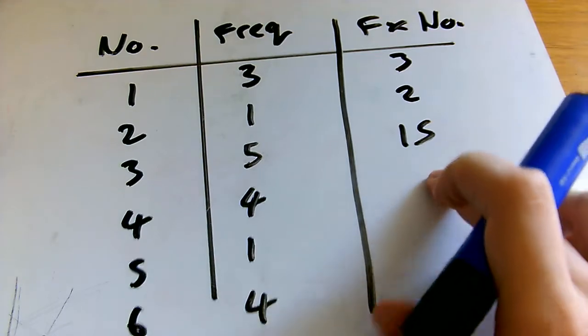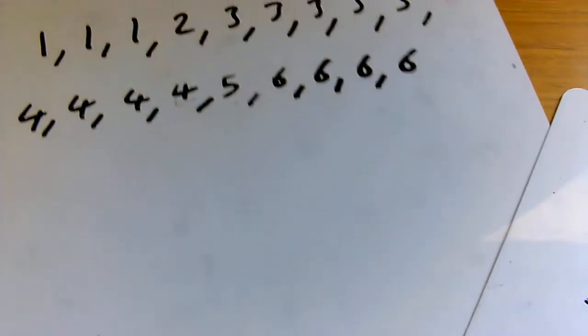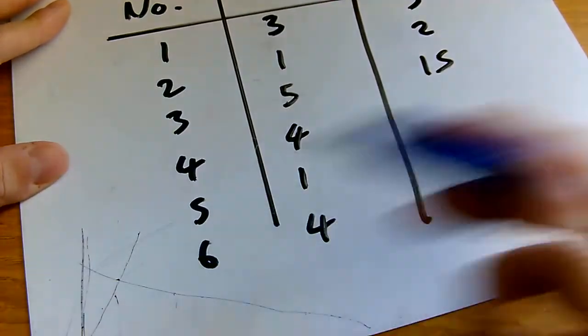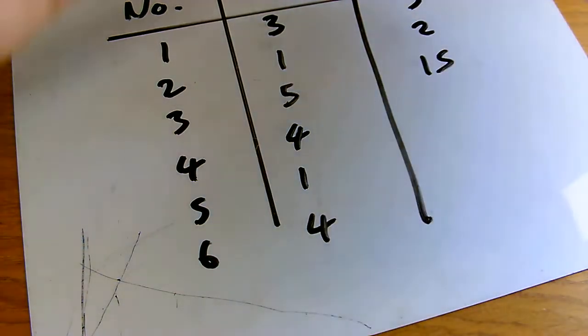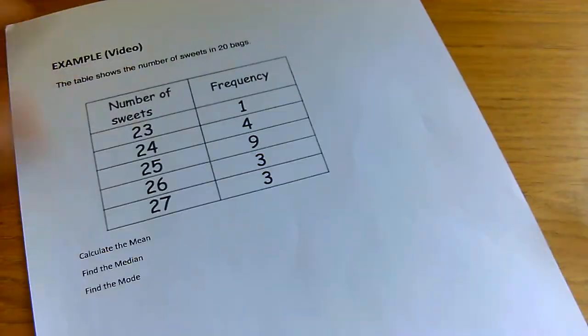That 15 has come from the fact that if I was doing it properly, I'd be adding 5 threes, and that would give me 15. And I'd have 4 fours, 1 five, and 4 sixes, and so on. I then add those numbers up, and I divide that by how many there are, which in this case is 18, and that'll give me the mean. Let's do that for this set of data here.